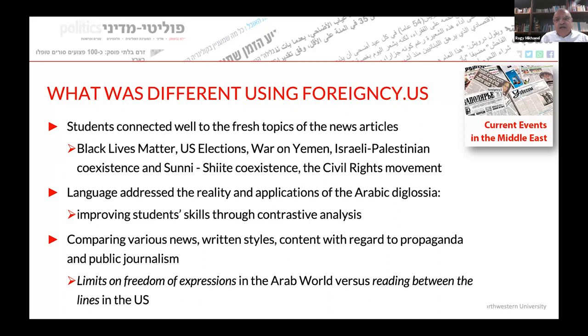I also highlighted why in some pieces the author is not able to say the truth the way it is, like in America. This was something that we needed to figure out, which is reading between the lines, as I call it. I spoke about my opportunity to really have applied analysis, contrastive analysis between Fusha and different dialects of Ammi. Next, please.